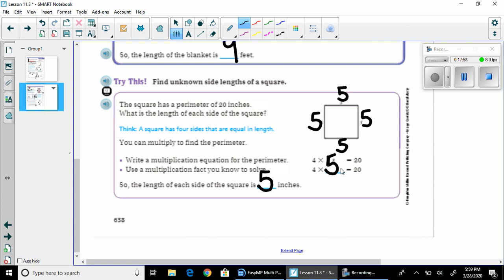And also, if you have time to log on to Khan Academy, I have assigned practice problems, as well as videos that you can watch for just extra instruction or extra practice. Okay? All right, so that is lesson 11.3, finding the unknown side.